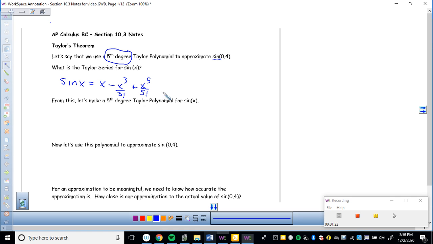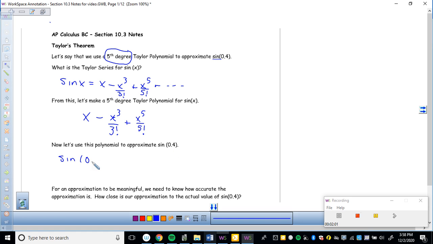From this, let's make the 5th degree Taylor polynomial. So that's what I was just talking about. That's x minus x cubed over 3 factorial plus x to the 5th over 5 factorial. The 5th degree stops there. So here is our Taylor polynomial. And now let's use this polynomial to approximate sine of 0.4.